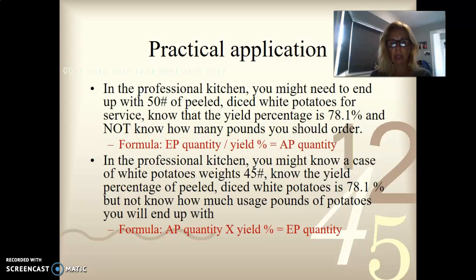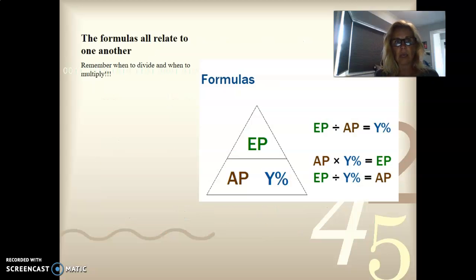Another example, in the professional kitchen, you might know a case of white potatoes weighs 45 pounds. You know the yield percent of peeled potatoes is 78.1%, but not know how many usable pounds of potatoes you will end up with. Sorry, I wrote usage there, it should be usable. So that formula, or how much will I end up with, EP quantity, is AP quantity, 45 pounds, times your yield percent, 0.781, which will give you your EP quantity.